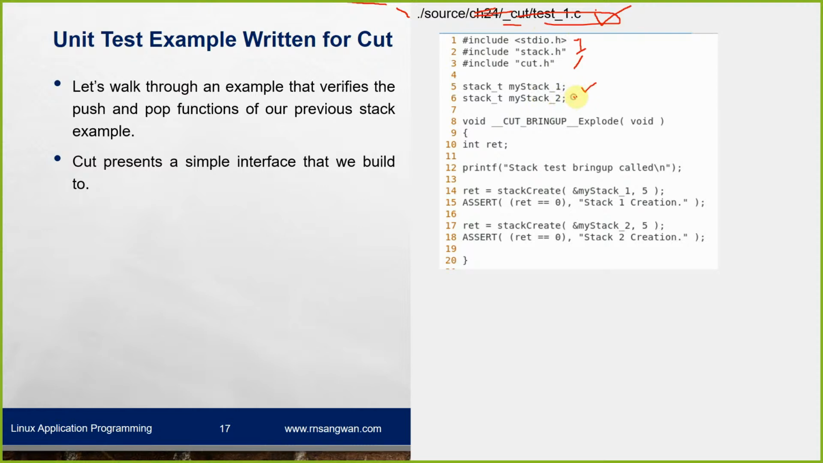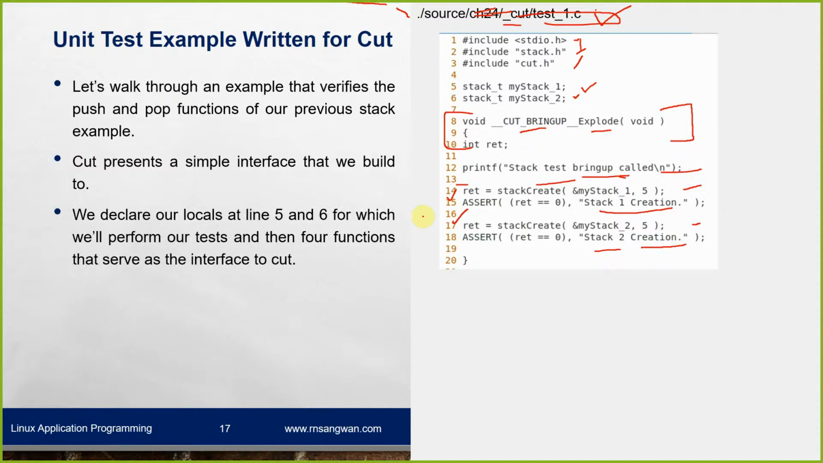We are creating two stacks here, my stack 1 and my stack 2, and this is how you write the function cut bring up. What this function is, we'll understand that. Then it prints stack test bring up, calls stack create and stack create. We are creating two stacks. This is stack 1 creation, and this is stack 2 creation. We declare our locals at line numbers 5 and 6, for which we will perform our test, and then 4 functions that serve as the interface to the C unit test system.